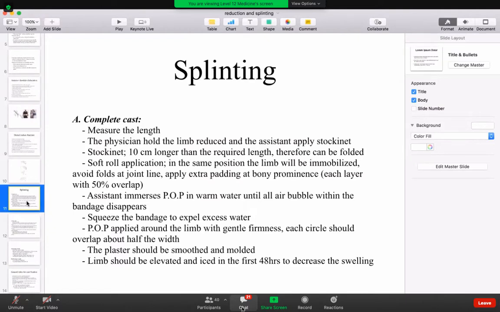When you apply a full cast, make sure it's not very tight. Make sure there's no significant swelling. I advise the patient always to elevate the hand and put ice.